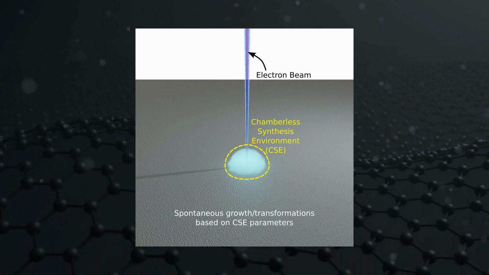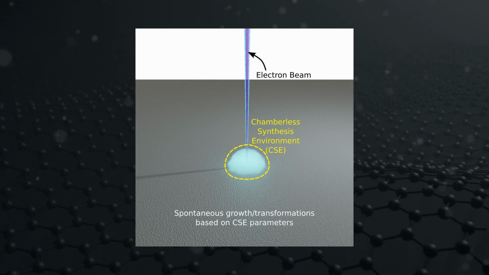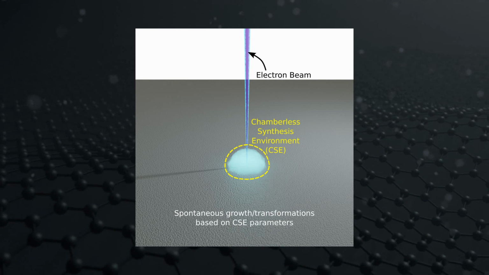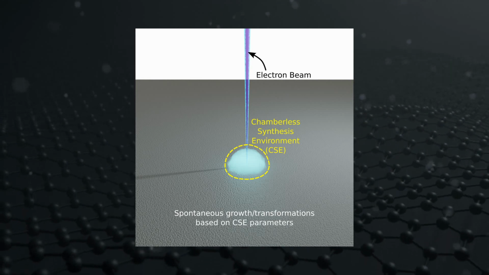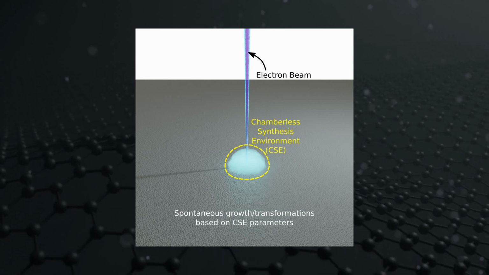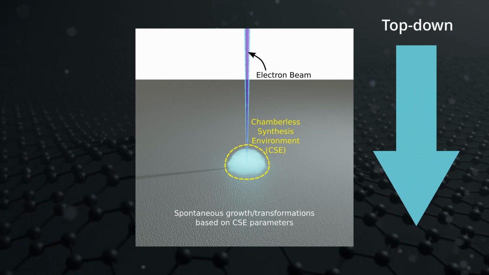If one conceives of this as a reaction chamber, or a chamberless synthesis environment, it becomes natural to think about material transformations from a synthesis perspective. That is, one begins to think about controlling environmental parameters to drive a desired change. This is a marriage of bottom-up synthesis processes and top-down influence.